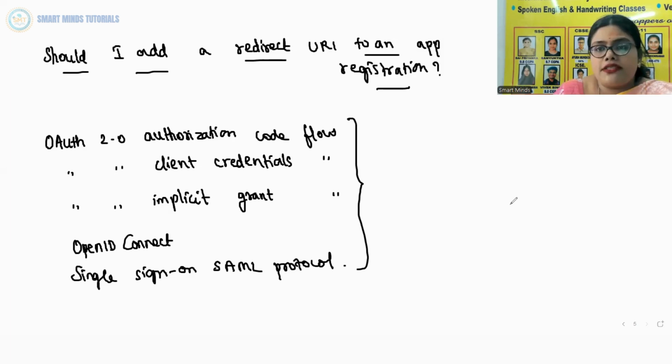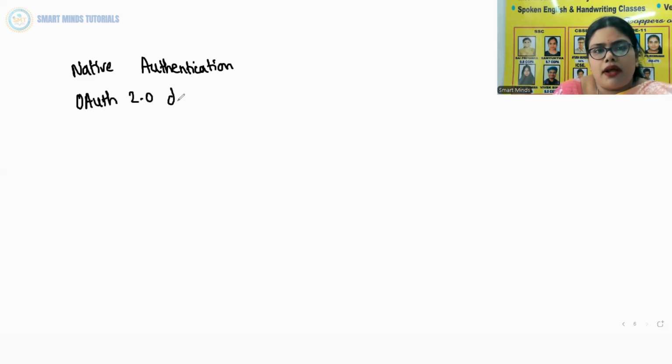But in which cases you don't have to add a redirect URI, I will give you those protocols also. The first protocol is native authentication. If you are using the native authentication protocol, then you don't have to add a redirect URI to your app registration. And then the other protocol is OAuth 2.0 device code flow.